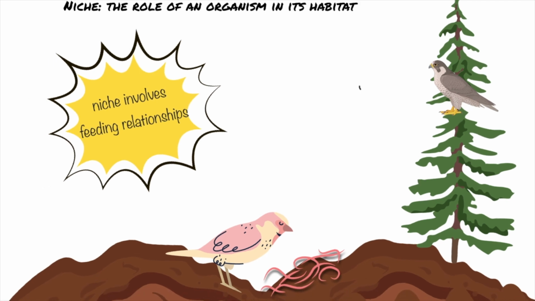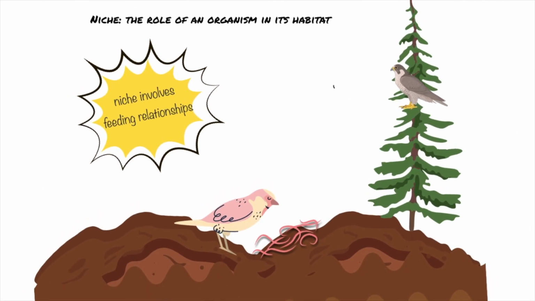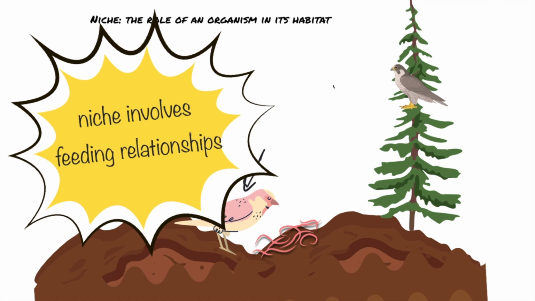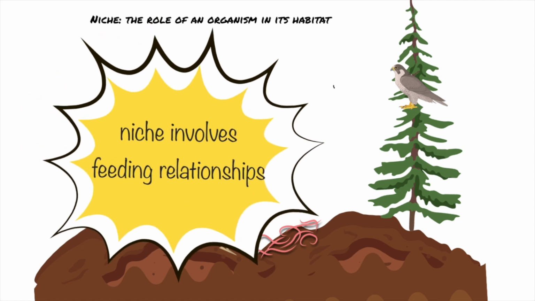I would like to return to the concept of niche one more time just because of its importance here. What if you've been asked to describe the niche of a specific organism? That's a very common question. How would you answer such a question? For instance, someone asked me, what is the niche of this particular bird here? All I have to do here is to list the feeding relationships that this bird has.